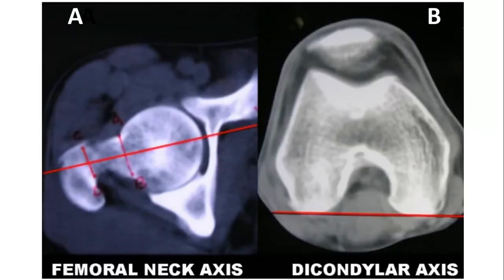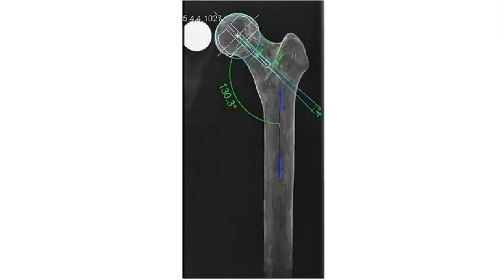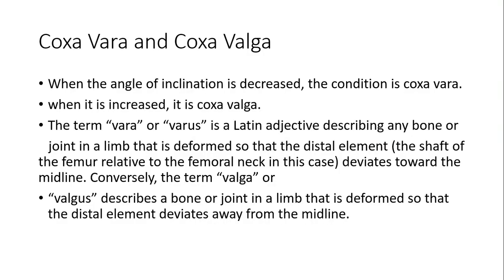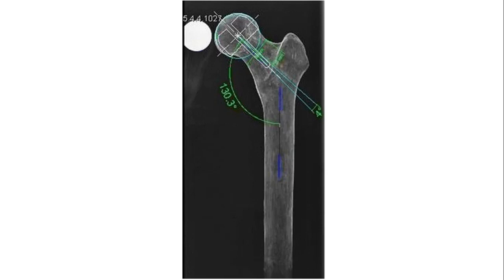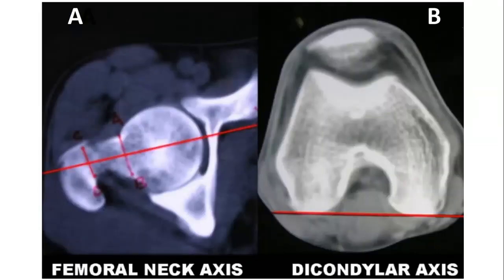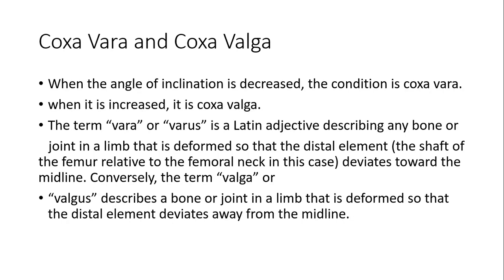And again here the angle of torsion is shown, and the femoral neck axis and bicondylar axis have been shown. So normally we should know about this. And then, while knowing these abnormalities, we can now understand coxa vara and coxa valga.